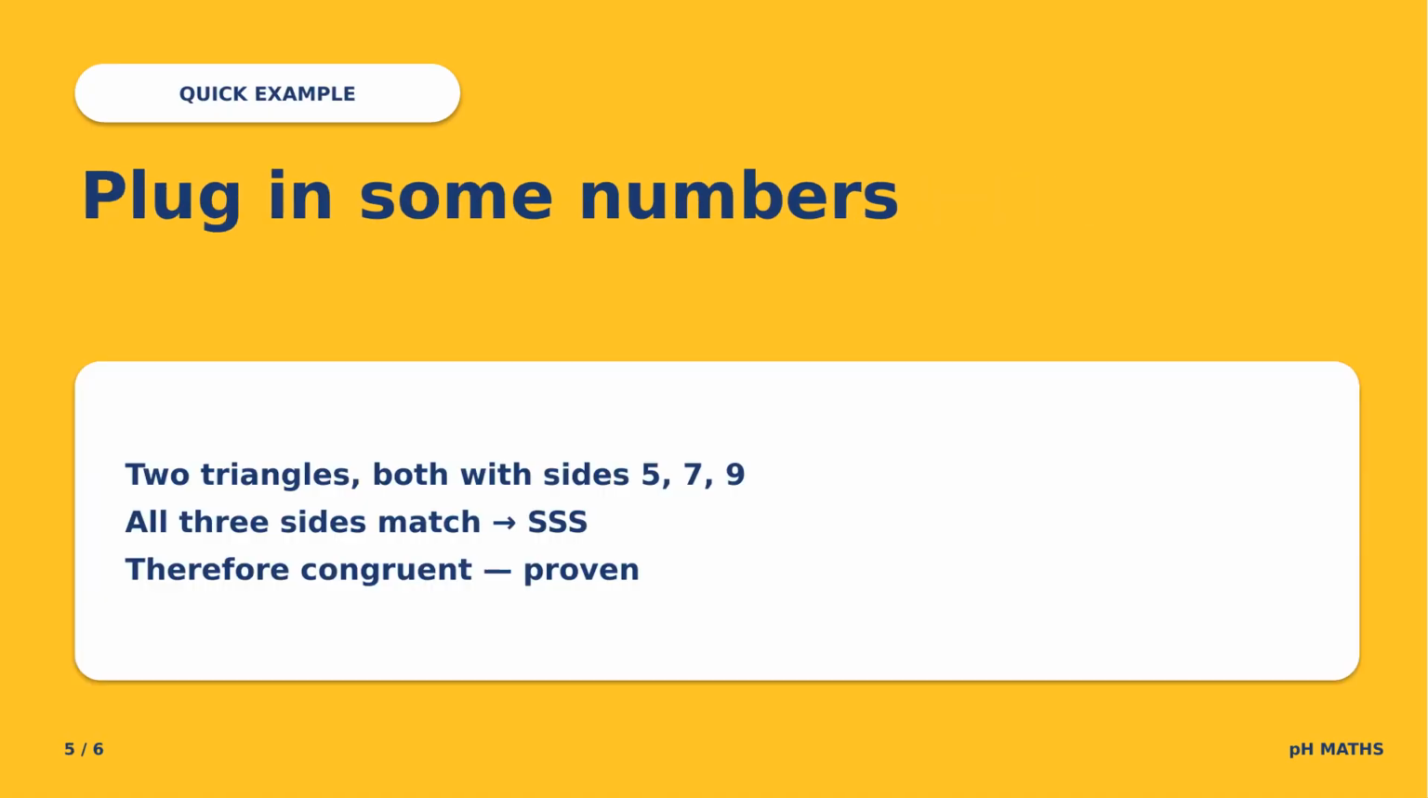Quick example, 2 triangles, both with sides of lengths 5, 7 and 9. All 3 sides match. That's SSS. Therefore, the 2 triangles are congruent. 2-line proof, 2 marks. Always name the test you used.